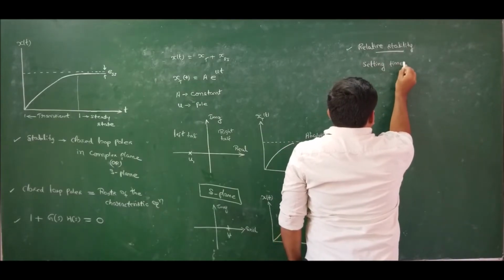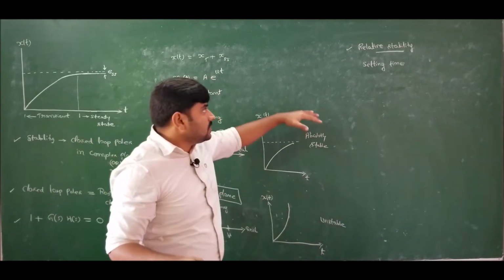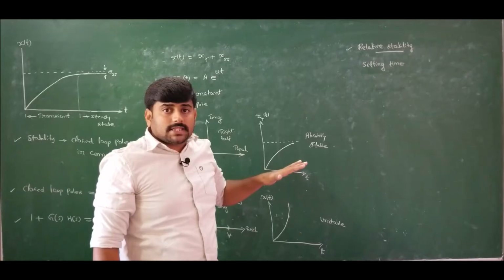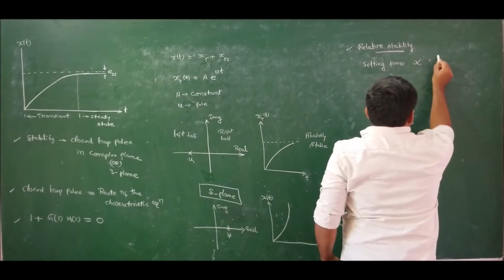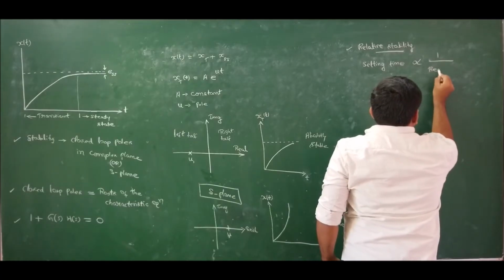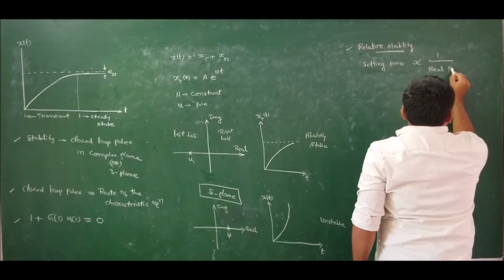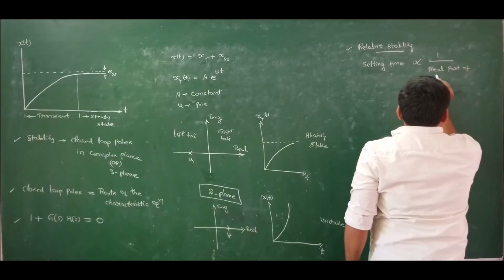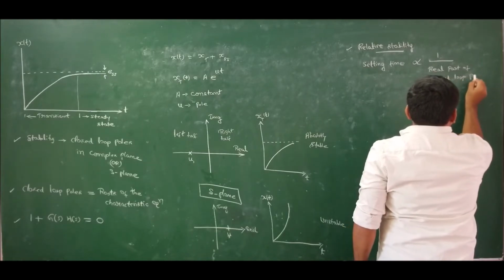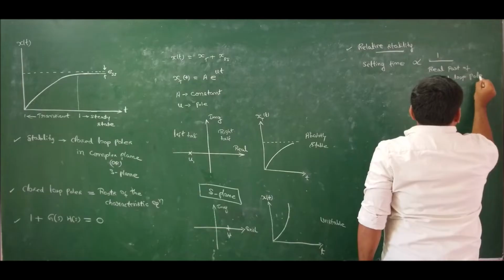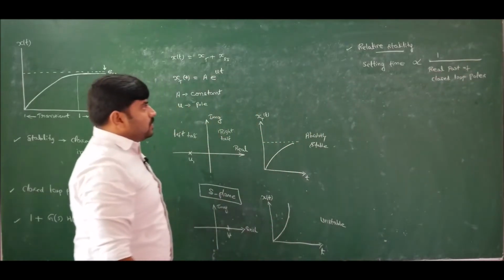Settling time is the time required for a control system to reach the steady state after passing through the transient state successfully. Now this settling time is inversely proportional to the real part of the closed loop poles. It is inversely proportional to closed loop poles.